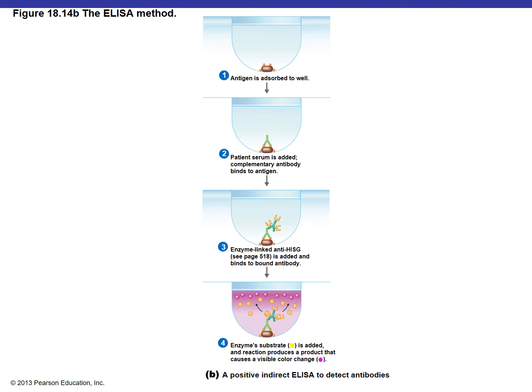And then you would use one of those antibodies. It's an antibody directed against the constant region of the antibody, and that one would be linked to the enzyme. So again, if the patient has the antibodies, it would be bound to the antigen, and then the second antibody would bind. Then you add the colorless substrate, and the enzyme would turn the colorless substrate into a color. So this would be a positive indirect ELISA.